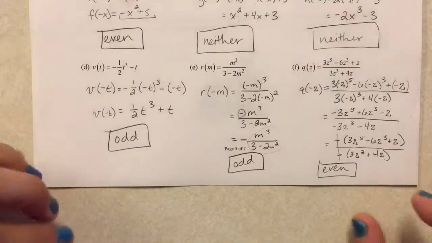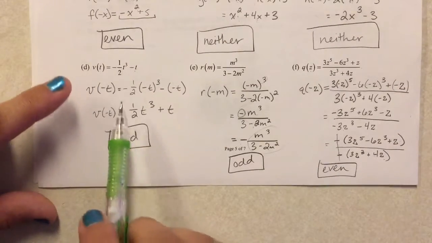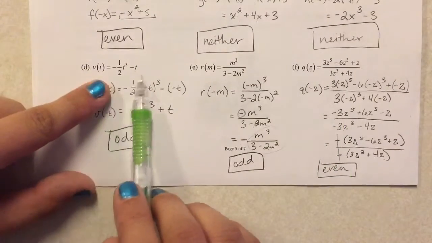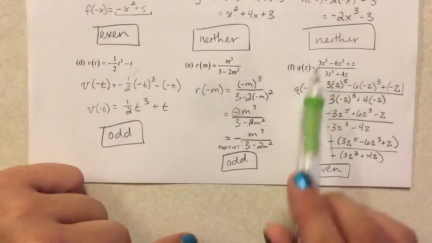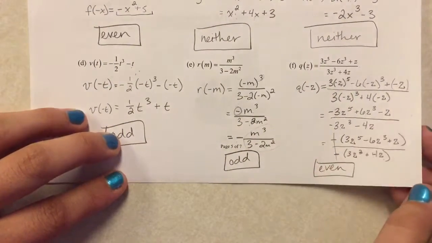Okay, so make sure you're looking for that. It's slightly different when you're dealing with odd versus even with a polynomial expression and when you're dealing with a rational one. So make sure you're taking that into consideration. Okay, let's look at G.